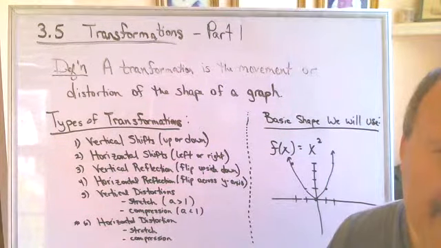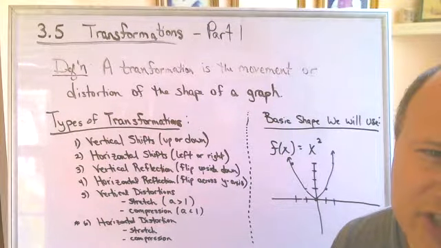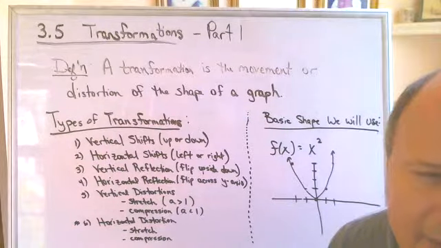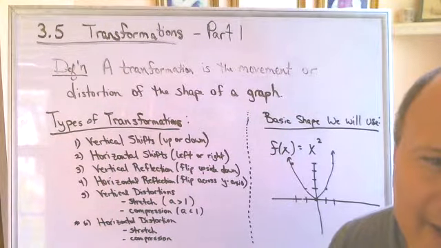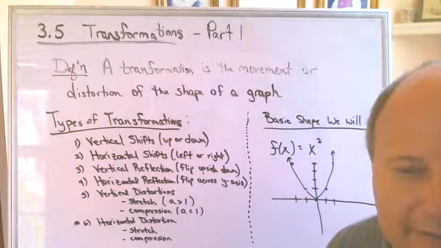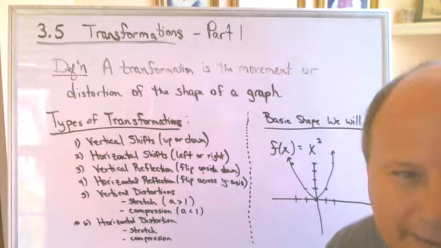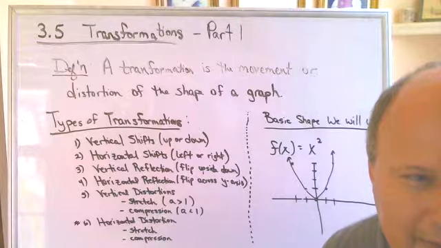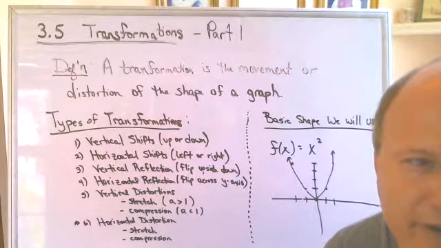Part 1, the definition of a transformation is the movement or the distortion of the shape of a graph. Now, I'm probably not going to find that out of the book. Basically you're given a shape, and I call it the parent graph, or the book will call it the basic shape. And there are many different types of transformations. There's 6 that I made a little outline for you.